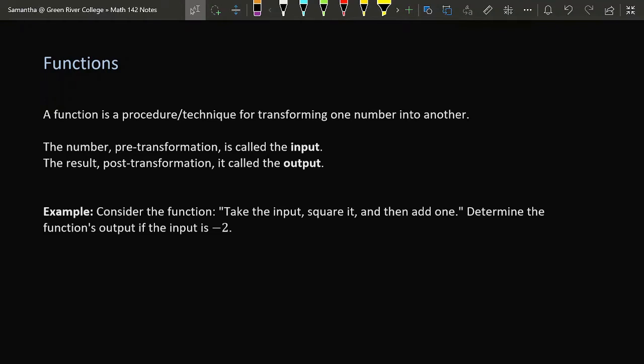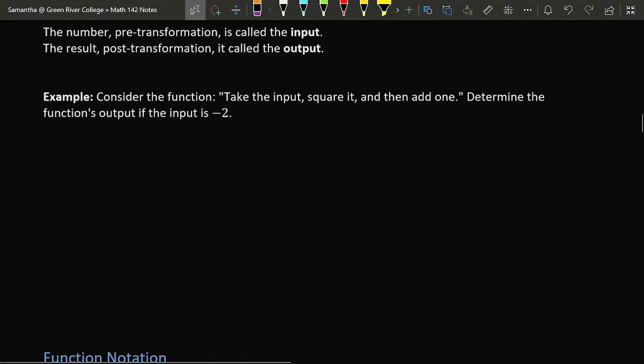Now, functions, since they are just procedures, could theoretically be described just in words. For example, someone could say, here's your function, here's your procedure: take your inputted number, square that number, and then add 1. So based on that procedure, let's determine the output of this function if our input number was -2.